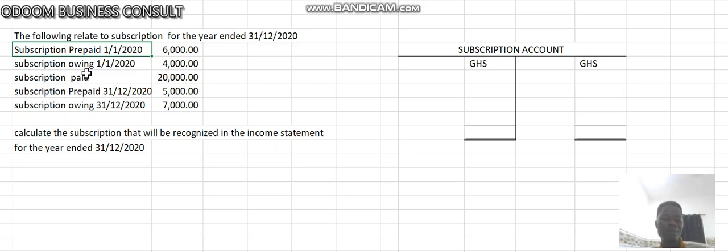The first one, subscription prepaid, 1st January 2020, 6,000. Dated 1st January, it's an opening item. So it's a balance brought forward, which was a carry down in the previous year, 2019, right? We are preparing the account for 31st December 2020, so the subscription prepaid of 6,000 is an opening item.